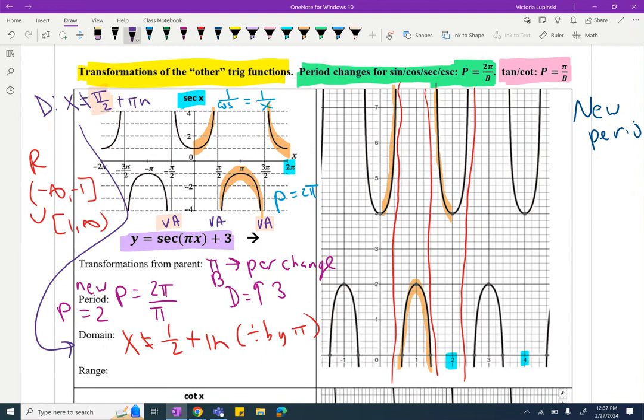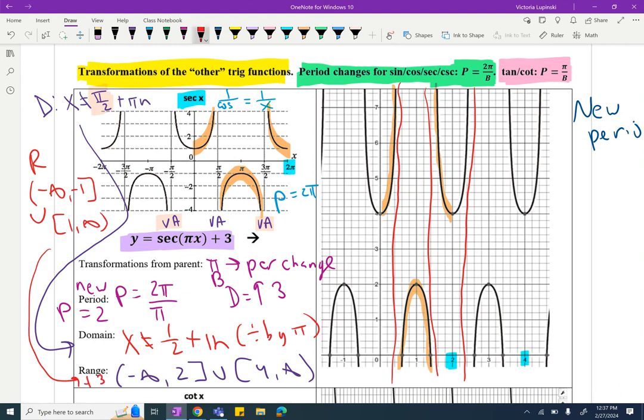If you want to find the range, again, option 1 is to just look at the graph. You can clearly see that the smallest y value is -infinity to 2. And then it picks up again from 4 to infinity. Again, if you want to know why that is, you can just look at the graph. Or if you look at the old range, you take every value and you move it up 3 because that's the d value.